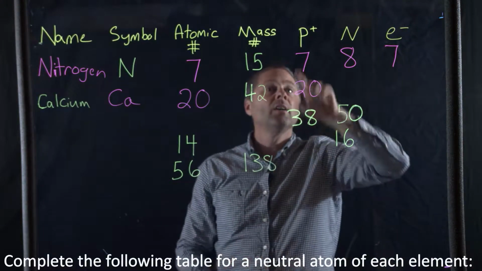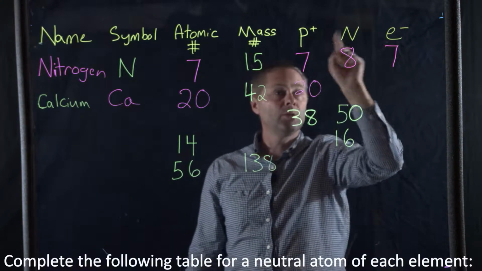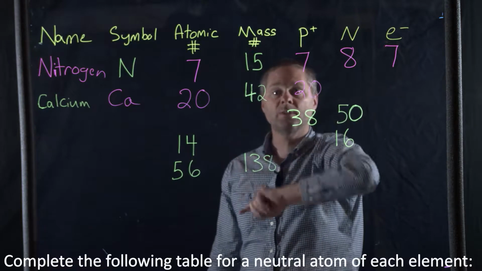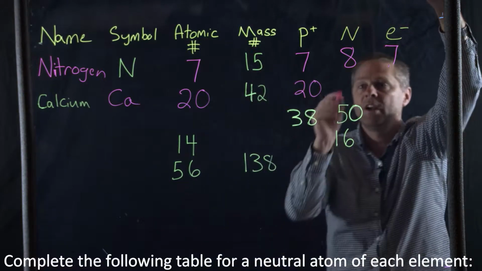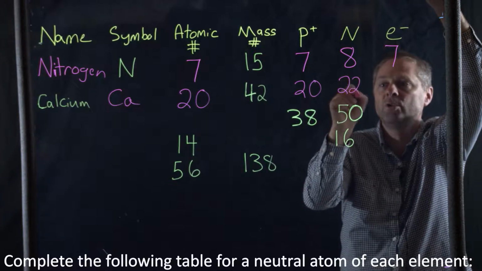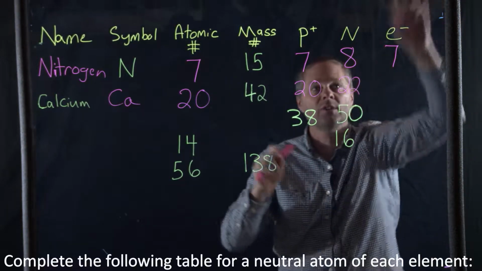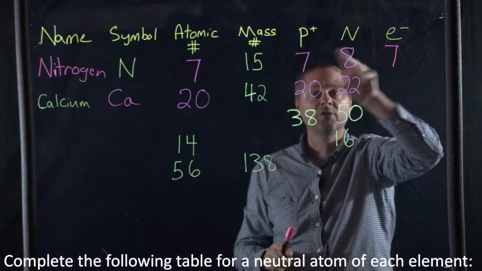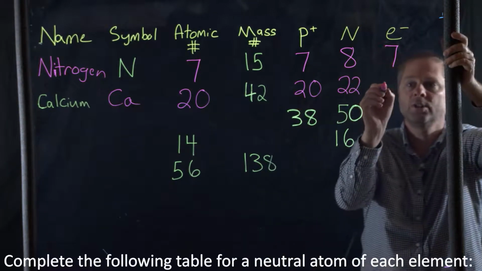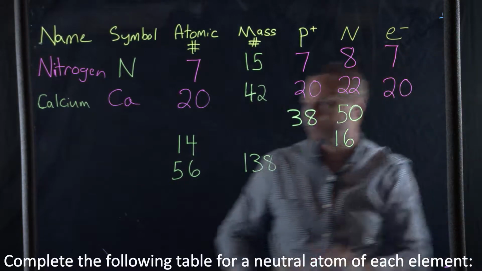All right. The number of protons plus the number of neutrons will give us the mass number. So if we take the mass number minus the number of protons, which is going to be 22, that will give us the number of neutrons. Since it's a neutral species, the number of protons and the number of electrons should be the same. So this is going to be 20 as well.